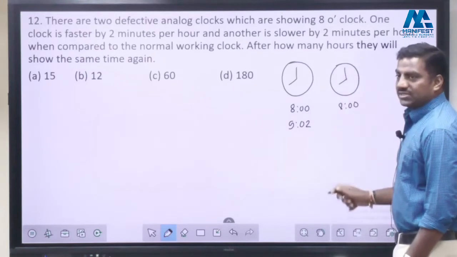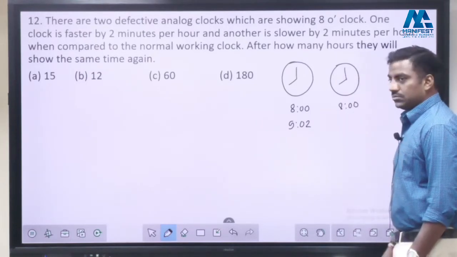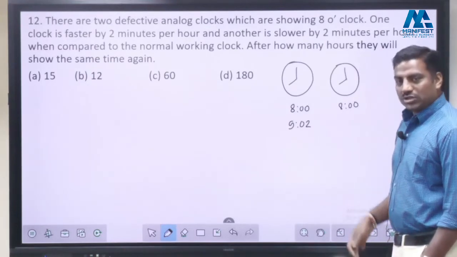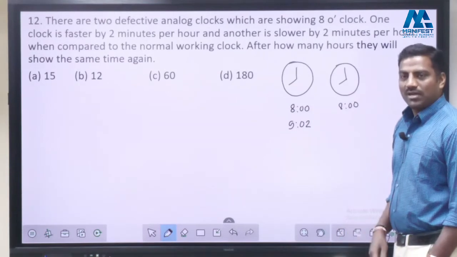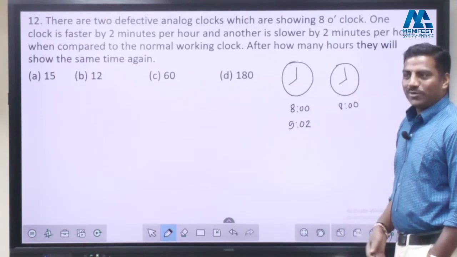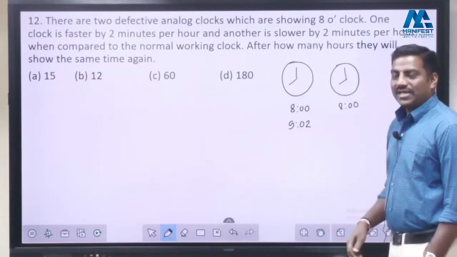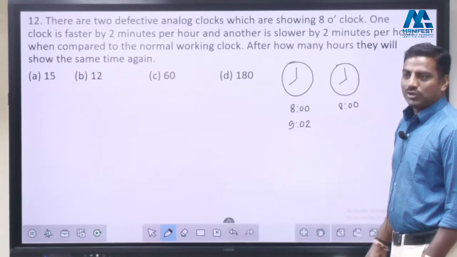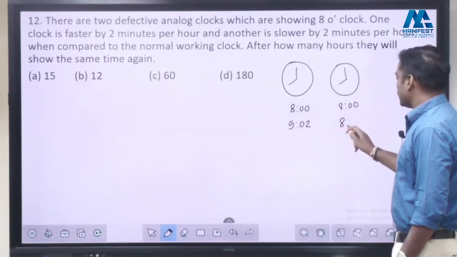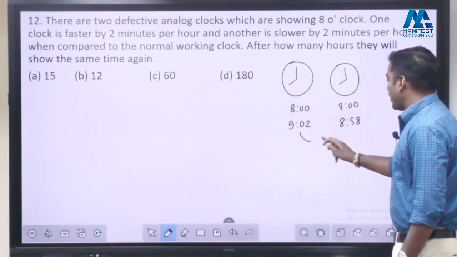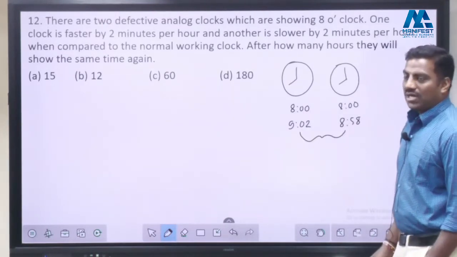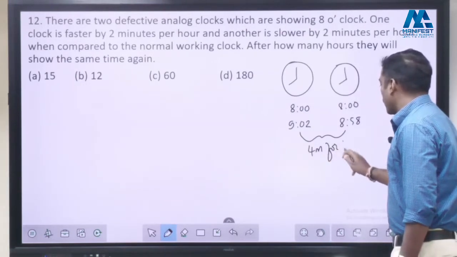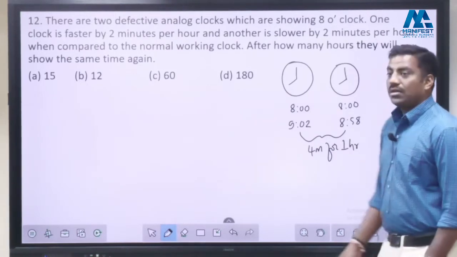It is slower by 2 minutes. Accurate time has to be 9. Both are defective. Why will it be 9? Both are defective, no? So when they say both are defective, one is faster than the usual time, another is slower than the usual time. Yes? So now tell me, what is the difference between them in 1 hour? 4 minutes for 1 hour. So this is the defect they have.